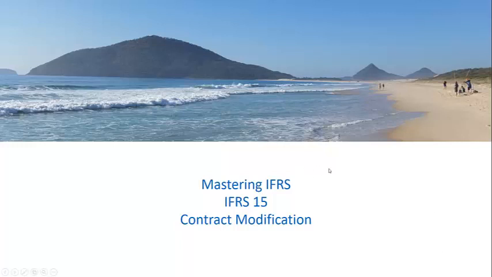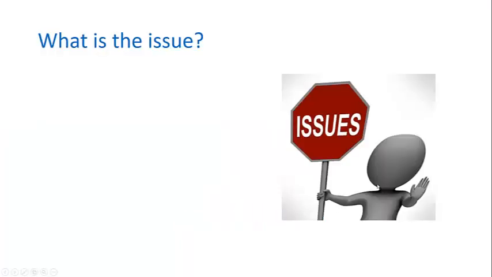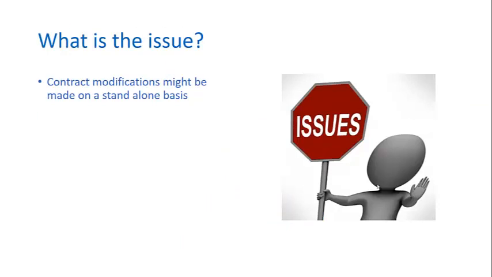Hi, what I want to talk about now is how we handle contract modification and how it impacts the recognition of revenues under IFRS 15. What's the issue? Well, the challenge when we have a contract modification is, if it's done on a standalone basis, it's not really a problem. This is pretty straightforward. We simply treat the contract modification as a new or second contract, and we account for it in just the same manner as we accounted the first contract.